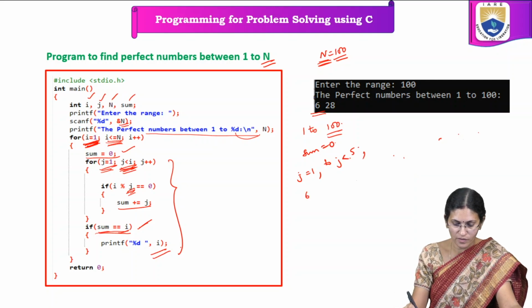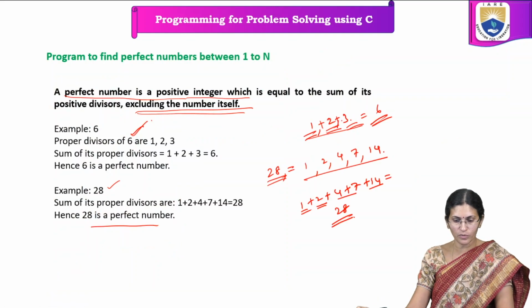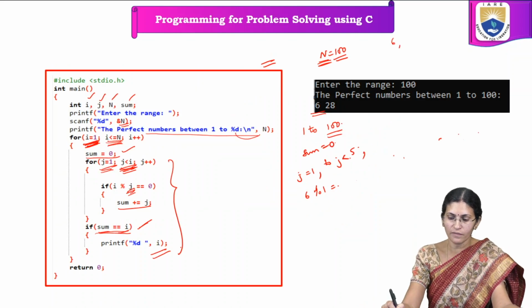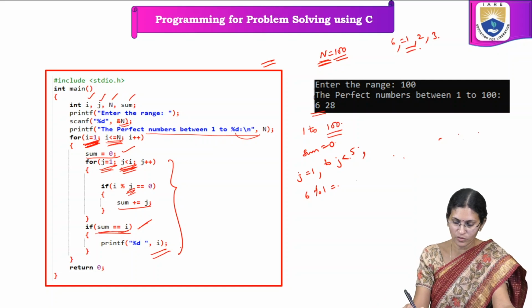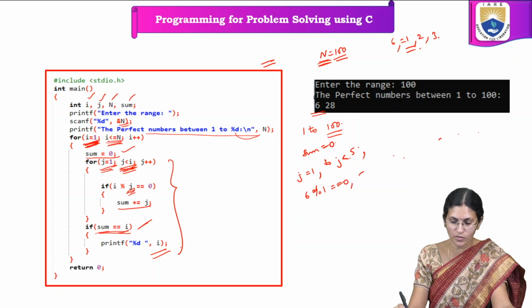So first, 6 mod 1 is equal to 0. The given number is a perfect number or not, you can write it in this way. The divisors of 6 are 1, 2 and 3. So 6 mod 1 is equal to 0. This is true. Therefore sum is equal to sum plus j, 0 plus j. j is equal to 1 now. Now sum is equal to 1.